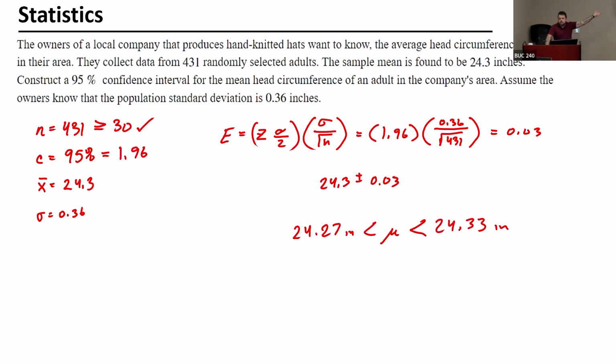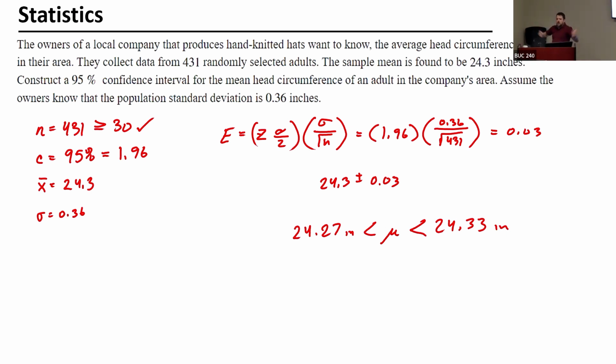What is that saying though? I don't want you just doing math. What is that saying to you? That the mean could lie between those two. How confident are we? 95%. Is it in there though? Do you know that for a fact? No. But you have a level of confidence you're willing to stick with and go, hey, here it is.